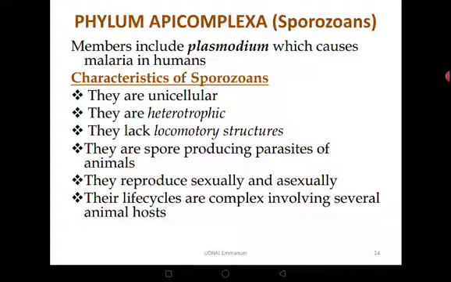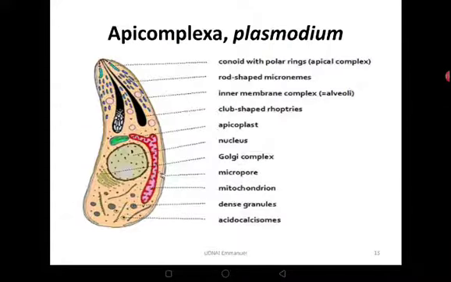They reproduce sexually and asexually. Their life cycles are complex, involving several animal hosts, as we shall see later on. For example, the Plasmodium parasite has two hosts: the mosquito, which is the intermediate host, and then the human being, who is the definitive host, as we shall see.